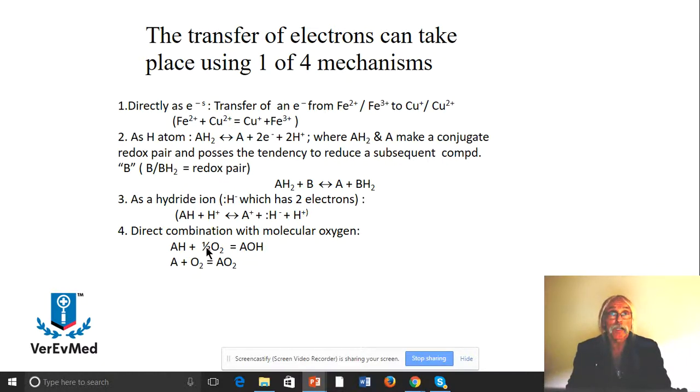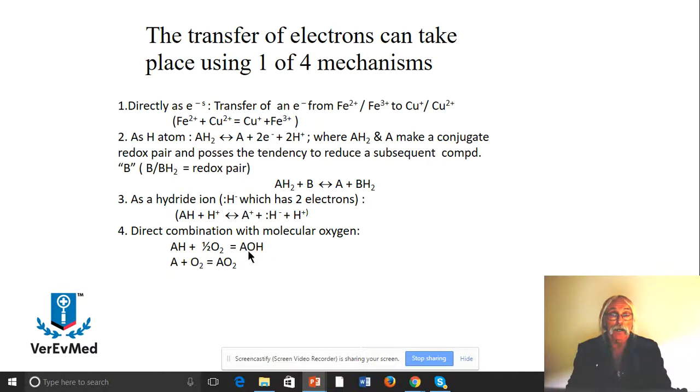The final way to transfer electrons is direct combination with molecular oxygen. And notice these other ones don't require oxygen, even though we call them oxidations. Right? Oxidation simply means removing electrons. But when you react with oxygen, we can call these things oxygenases, and you can directly react a reduced form of an organic compound like a fatty acid, and react it with molecular oxygen.